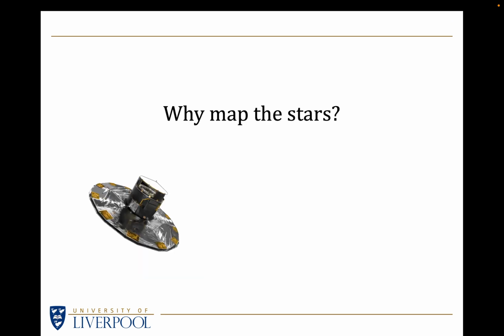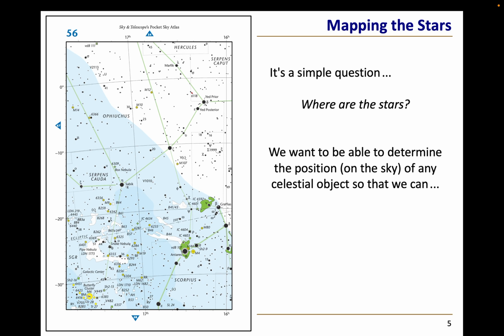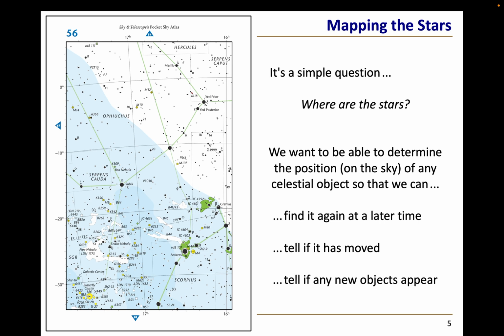So you can start with why map the stars in the first place. In other words, you can ask the question, where are the stars? But then you can say, okay, we want to map the stars so that we know where they are and we can find them at a later time, or tell if something has moved, or tell if any new objects appear. But why do we need Gaia for that? All we need is a star atlas. We just look and those are the stars. Look, we can see them on the star atlas. So why do we need Gaia?